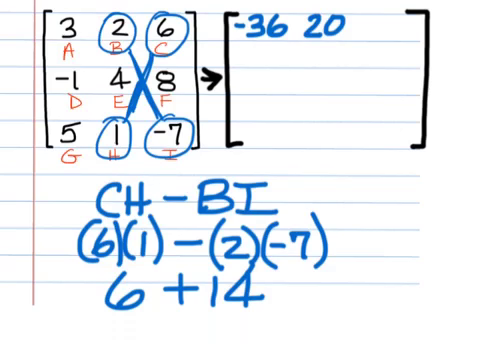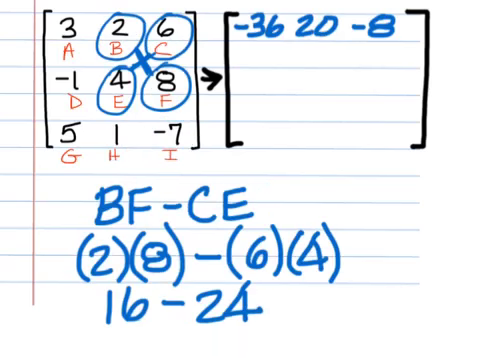And then you should end up with a 20 in row 1, column 2 from doing CH minus BI. That would give you 6 times 1 minus 2 times a -7. That's 6 plus 14 when you simplify it. That's where we get the 20 from. In row 1, column 3, you should have a -8, and that comes from BF minus CE. Of course, the BF is 2 times 8, and then you're going to subtract CE, which is 6 times 4. 16 minus 24 gives you a -8.